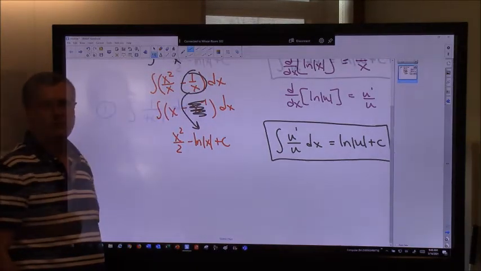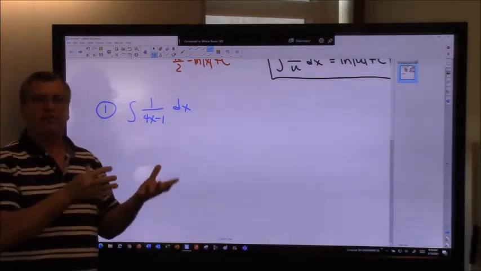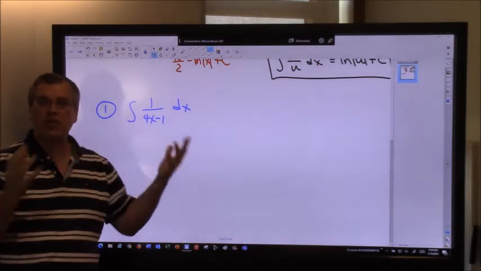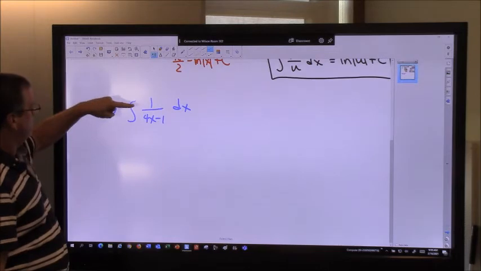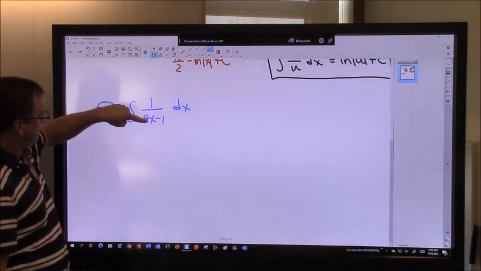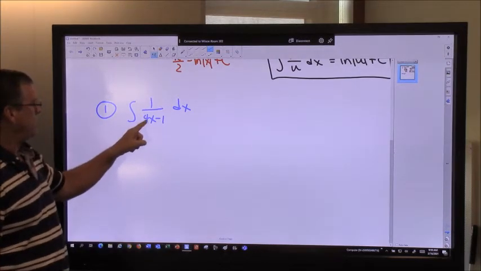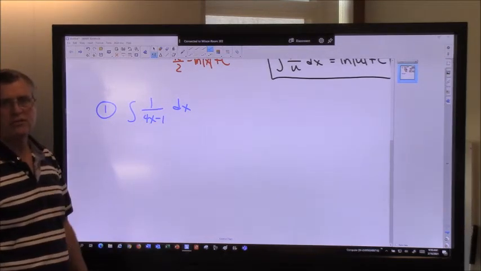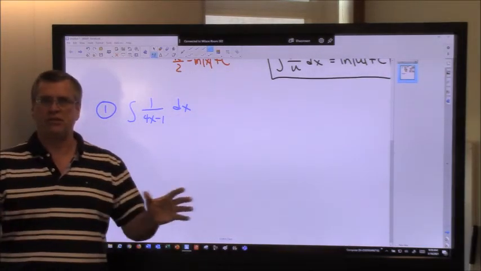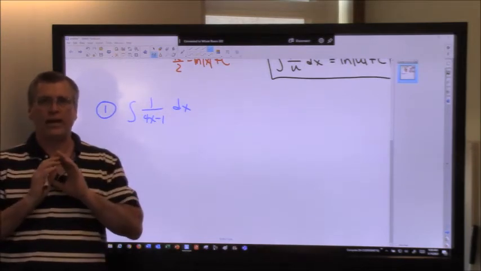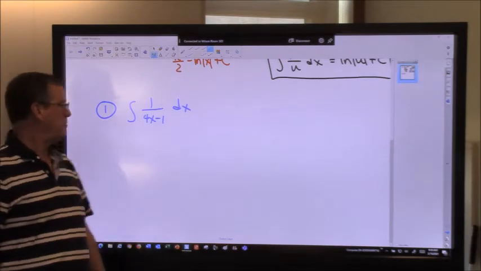Let's try another one. This is actually one of my favorite integral formulas, because I feel like it's the easiest one to do. All I have to do is look at this and say, can I get the derivative of this up here? And if the answer is yes, then I'm just going to have a natural log absolute value of that denominator. So anytime I see a fraction, no parentheses, no parentheses raised to an exponent, just a fraction, I'm automatically thinking this is a natural log problem.